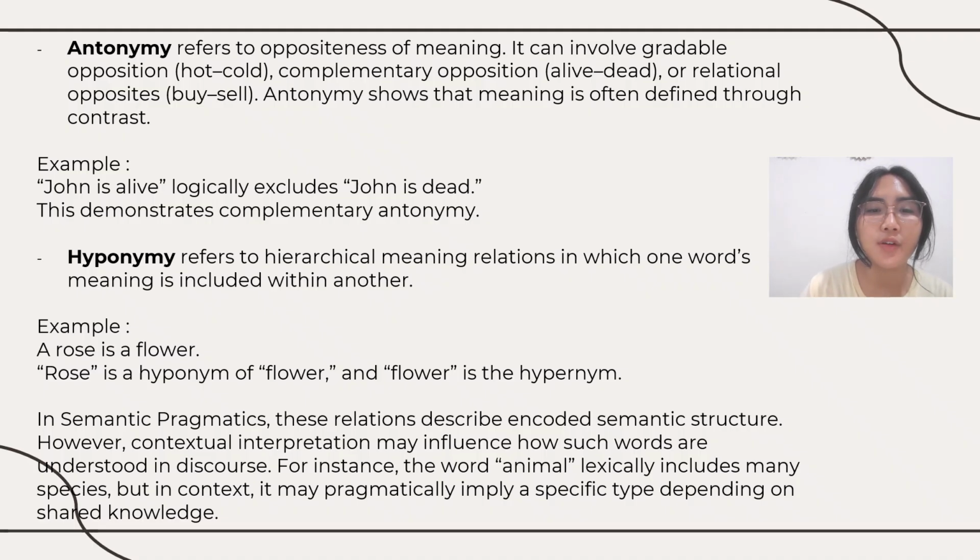And hyponym refers to a hierarchical meaning relation in which one word's meaning is included within another. Example, a rose is a flower. Rose is a hyponym of flower, and flower is the hypernym. In semantic pragmatics, this relation describes encoded semantic structure. However, contextual interpretation may influence how such words are understood and used.